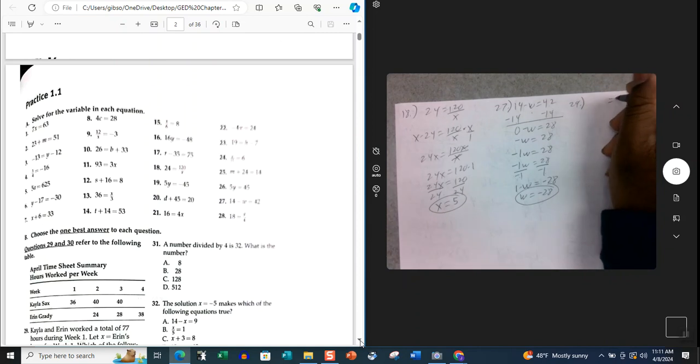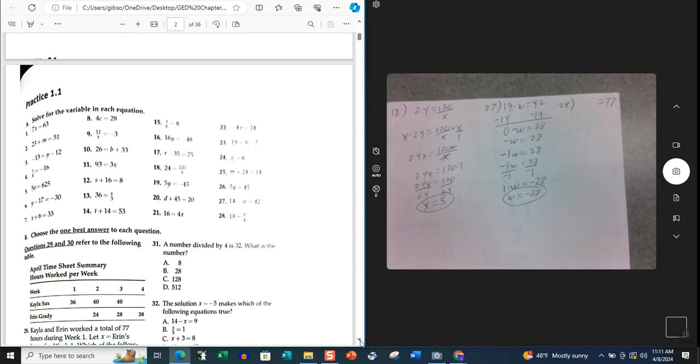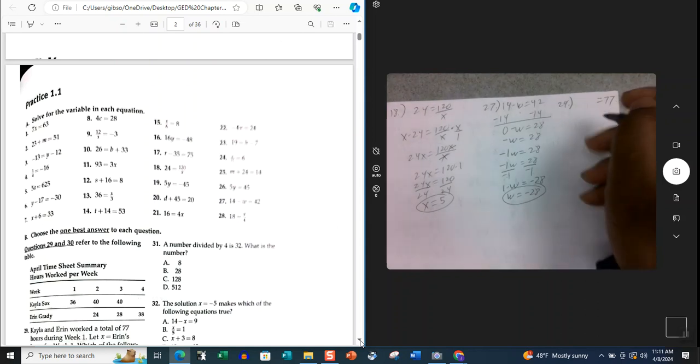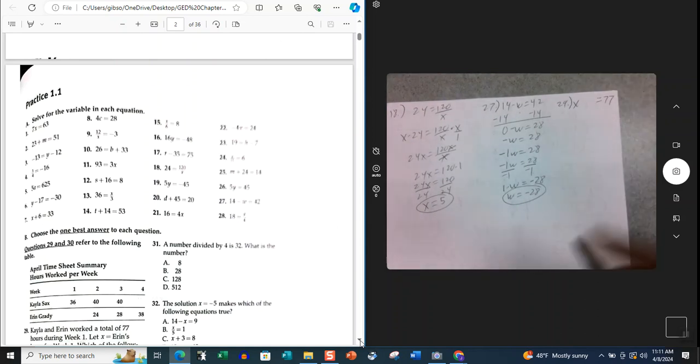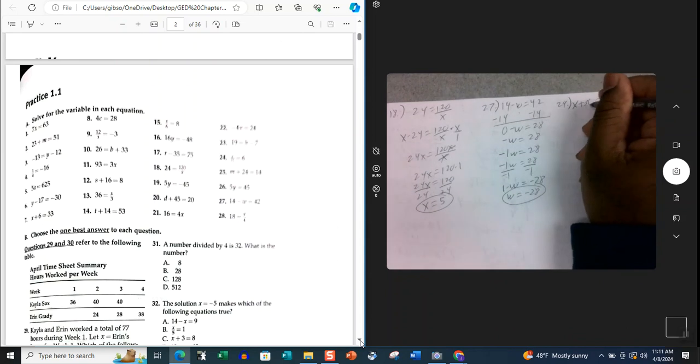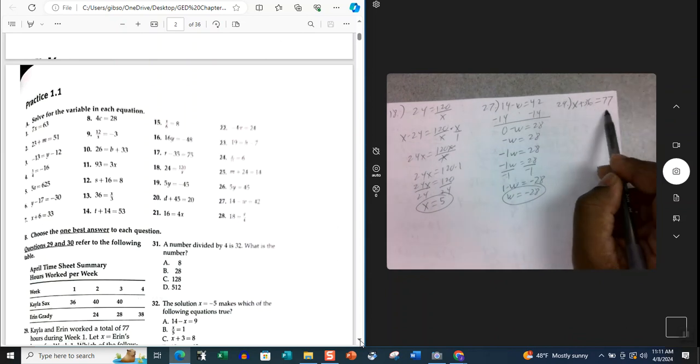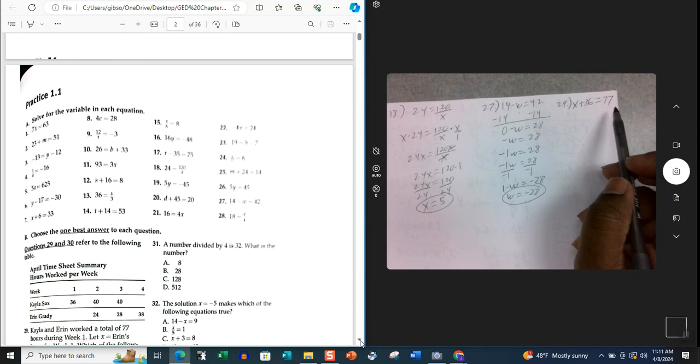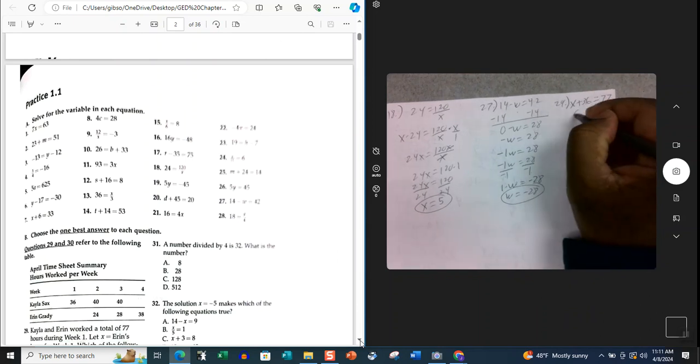So we know it's something going to equal 77. Now, they said let X be Aaron's hours. So we know Aaron's hours plus Kayla's hours is supposed to equal 77. So Aaron is X plus Kayla's hours, which is 36. So we have X plus 36 equals 77. So if we look here, the one that follows that is C.